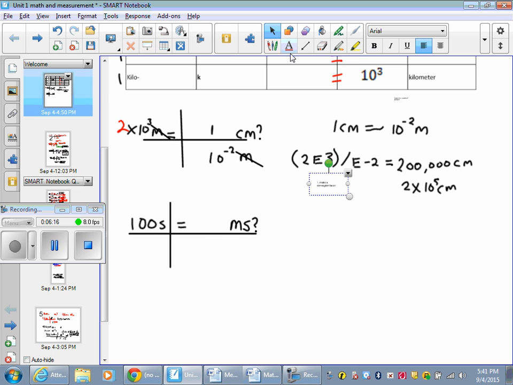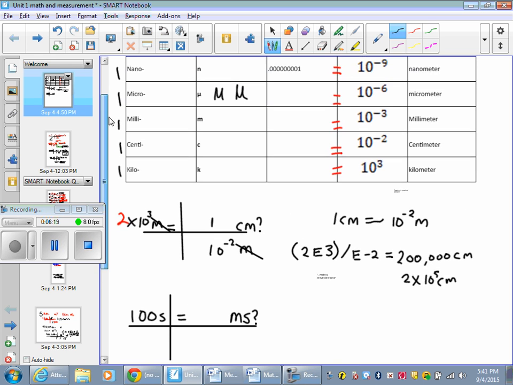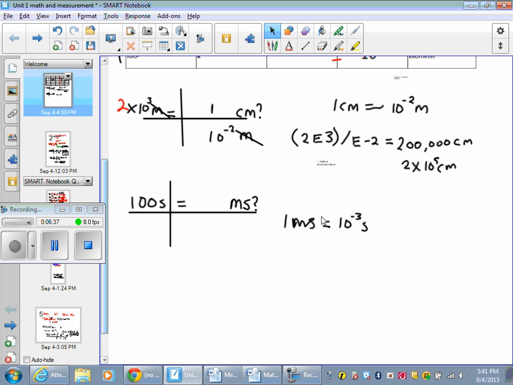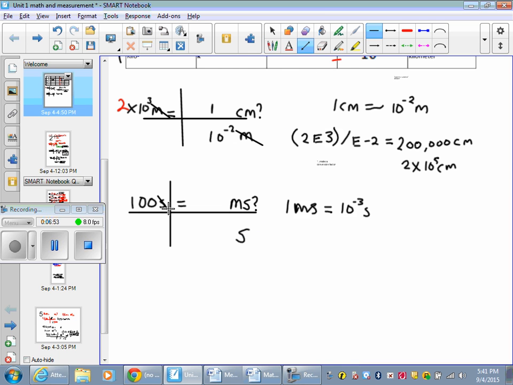All right, let's write it just like I said it. 1 millisecond, I'm just going to write it right on here, equals 10 to the negative 3 seconds. I'm just going to grab this guy. Come on down. All right, that's my conversion factor right there. This is super important, because it tells me how to put all these things down. What am I canceling? I want to get rid of seconds, so seconds has got to go on the bottom. So cancel this guy out.